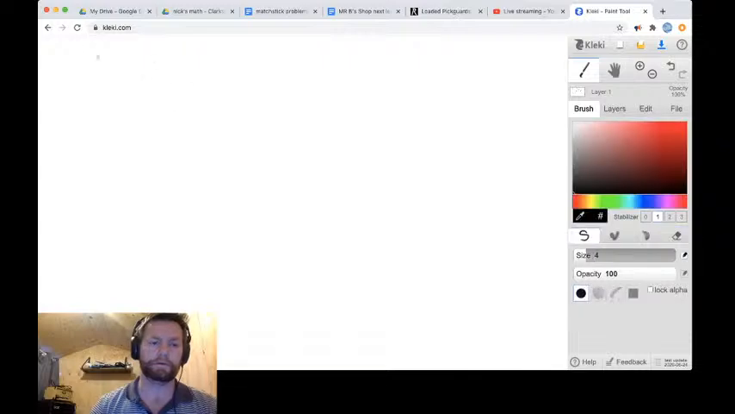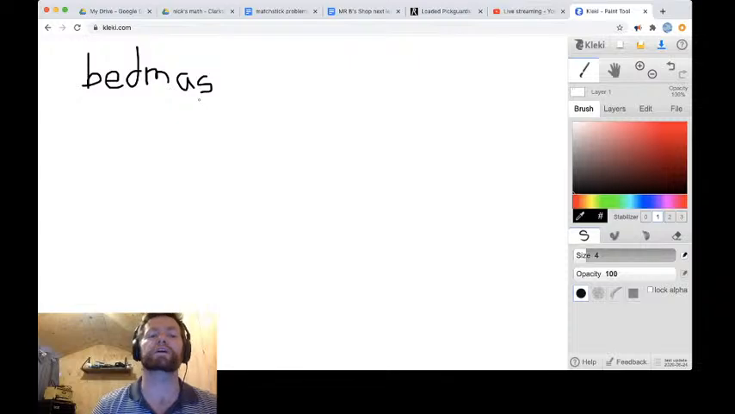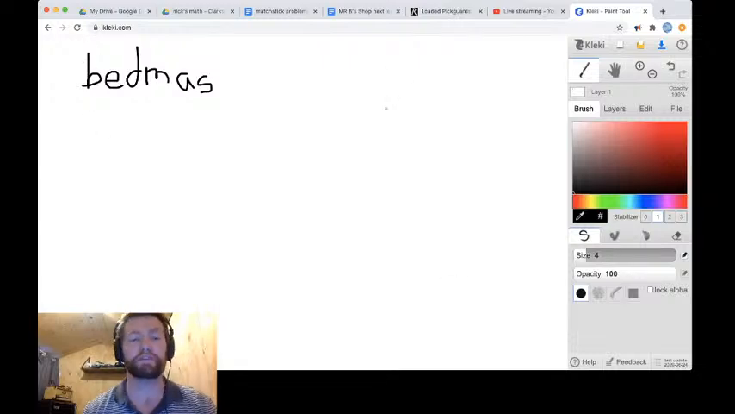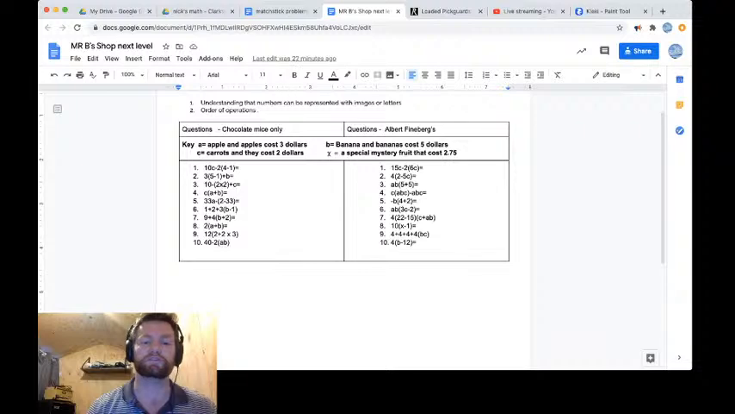BED: brackets, division, multiplication, addition, subtraction. And once again, addition and subtraction are equal value, division and multiplication are equal value. Exponents are more powerful than, or higher value, so they get used before division and multiplication. And the one that gets used first and is most important is brackets. So that's what we've really focused on this week with these questions. I've really focused on using brackets.